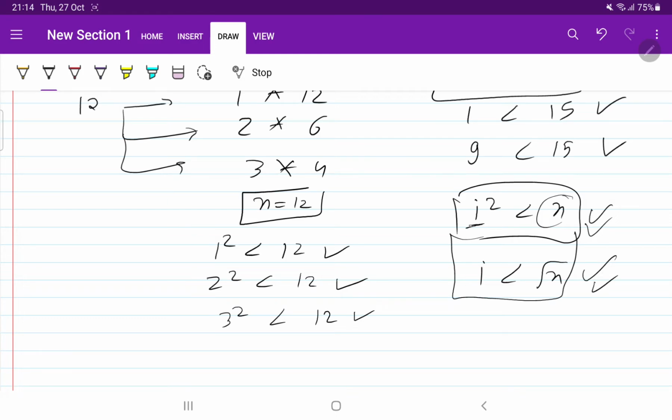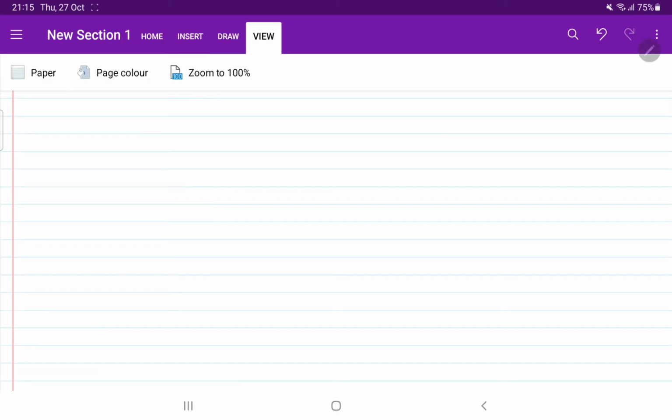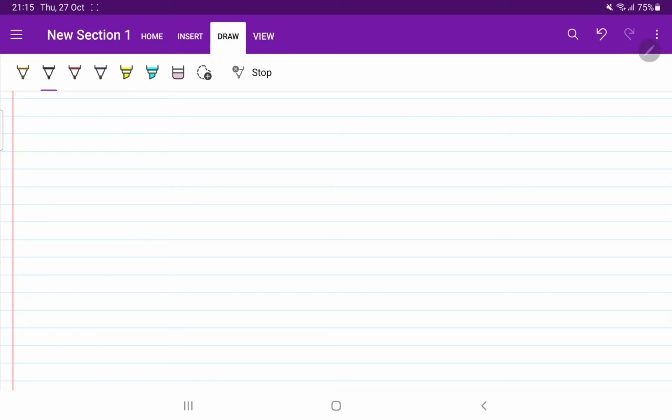Got it? Now pause the video and try to think of the solution. By the information I have given you, how can you build a solution and find the prime numbers? Okay, pause the video for a minute and then try to think of a solution. I hope you have got the solution, or if you didn't, I will explain.